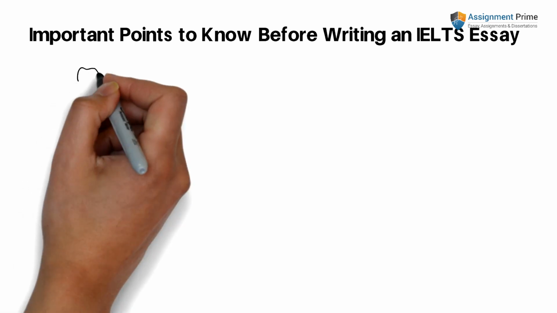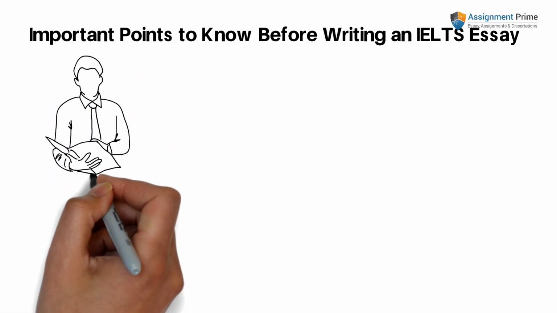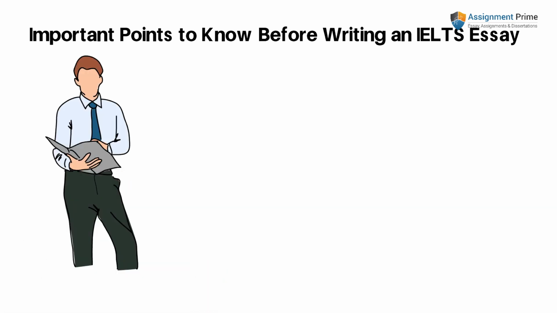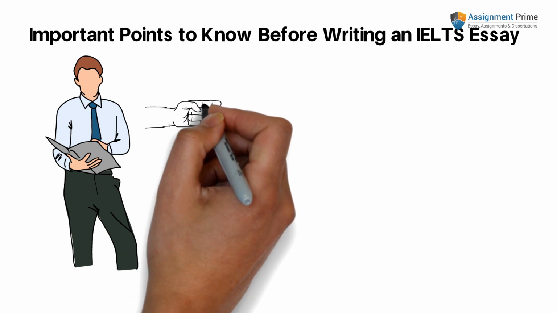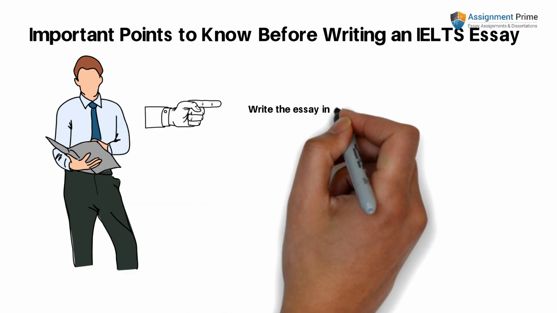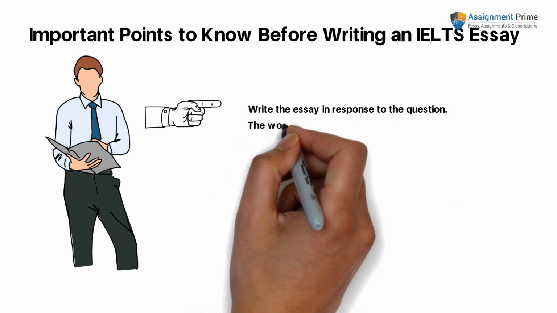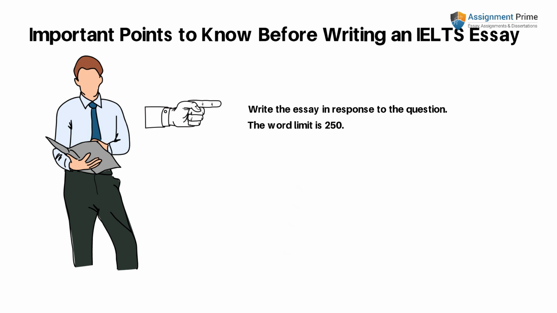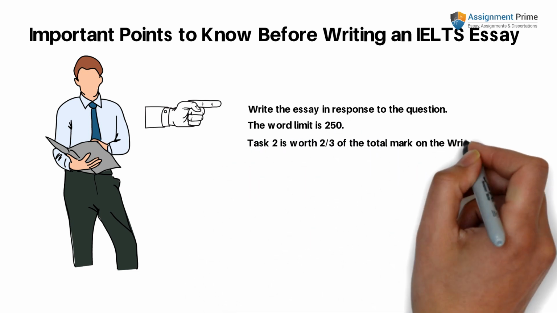But before moving any further, let's tell you a few points about IELTS Writing Task 2 that will help you understand what the test is and how it is scored so that you can score somewhere between band 8 to 9. So, the first thing that you have to do is write an essay in response to a question. The word limit is 250, but you can exceed it a little bit. Task 2 is worth 2/3 of the total mark on the writing test.